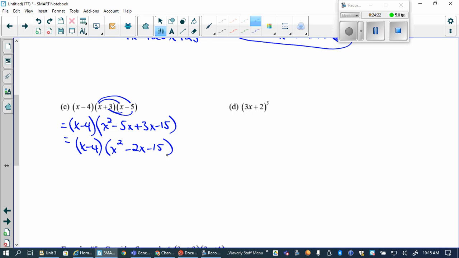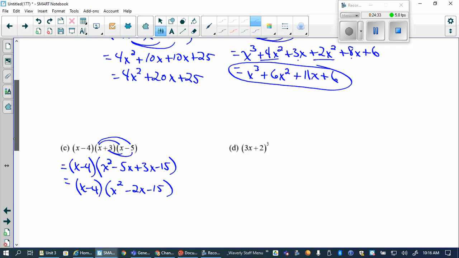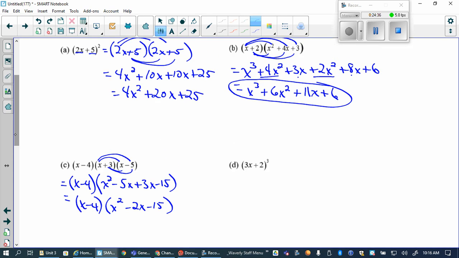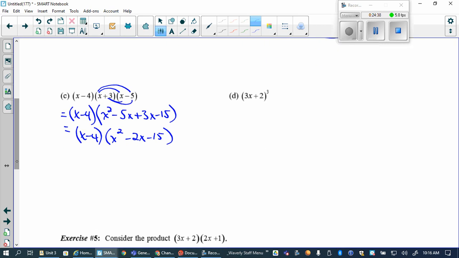It's the same thing we did on the other page. I distributed twice. I combined like terms. The only thing different is I'm holding that x minus 4 up there for now. Now I'm going to do the x minus 4, just like this one. So distribute this first x through here. What do we get? X cubed minus 2x squared minus 15x. Now what's going to get distributed? The negative 4. Go ahead.